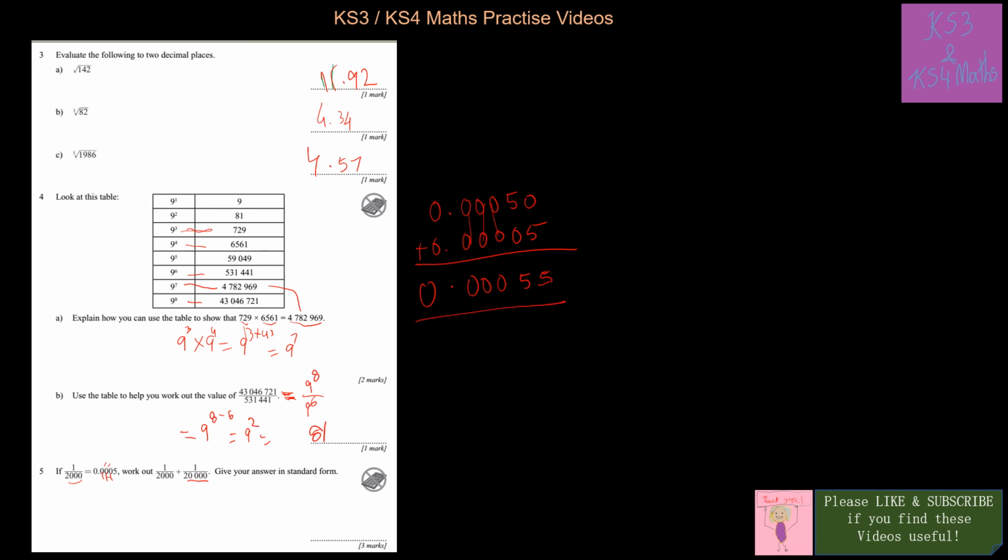Now this has to be given in standard form. So how do I write this in standard form? Writing this in standard form would mean it would be done as 5.5 multiplied by 10 to the power of minus 4. Okay. So I think that answers this bit.